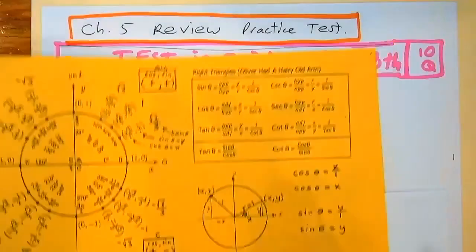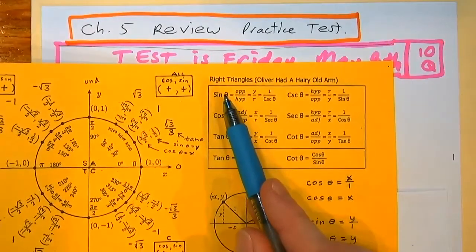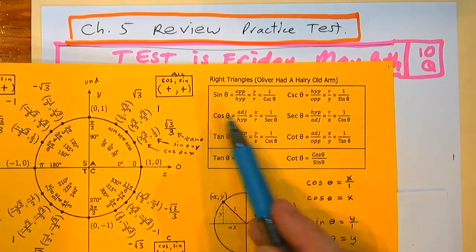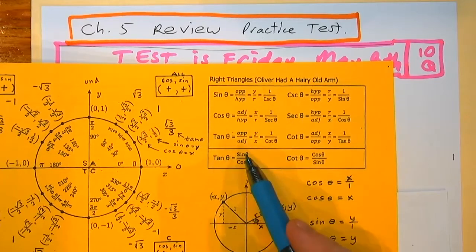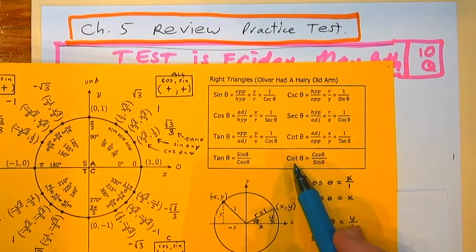But most importantly, there are always these rules, like sine upside down is cosecant, or cosine becomes secant, or the other way around. Remember, sine over cosine could be tangent, cosine over sine, cotangent.